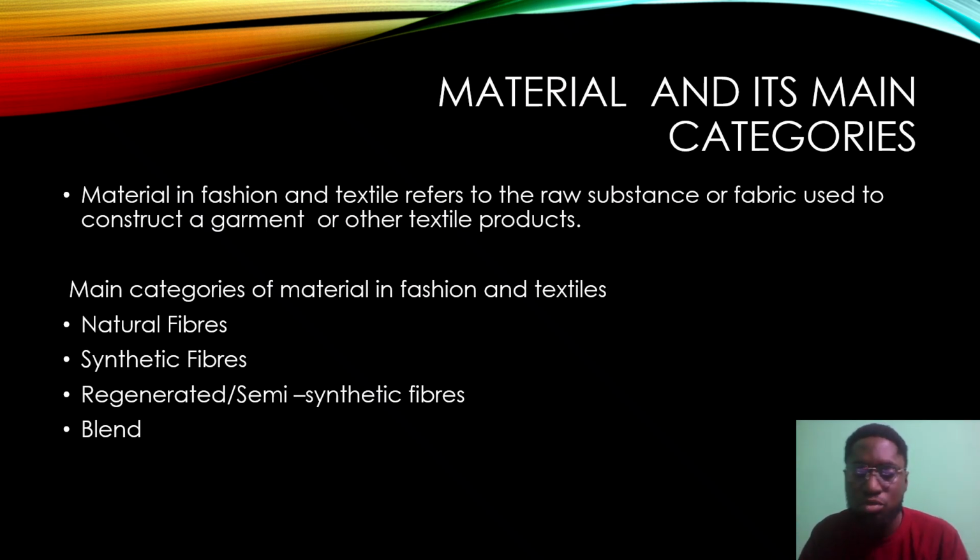Under the natural fibers, we have wool, cotton, silk, and jute. That's from plants or animals. Then you have synthetic fibers: polyester, nylon, acrylic, spandex. That's man-made from chemicals or polymers. Then we have the regenerated or semi-synthetic fibers: rayon, viscose, modal. That's from a natural source that is chemically processed. Then we have the blend, which is a combination, like cotton polyester, with balanced properties.